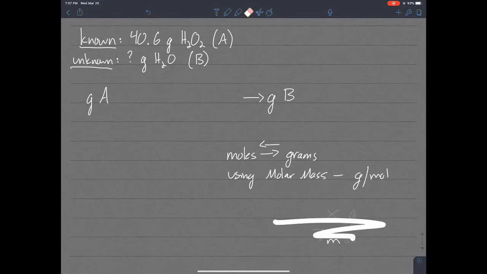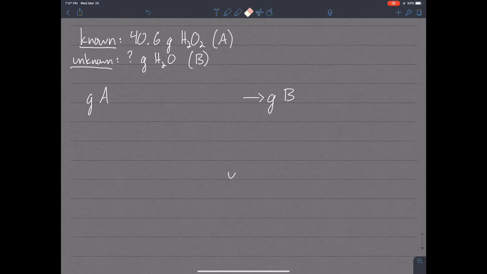So we need to be in moles of B in order to get into grams of B. All right, now how are we going to get to moles of B from grams of A? Well, we have to be in moles of A. I have more space than I thought. All right, so we're going to have to be in moles of A, go to moles of B to get to grams of B. So overall, we start with grams of A.